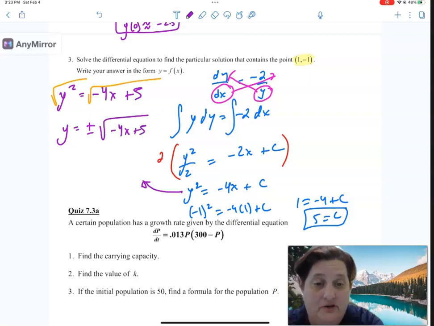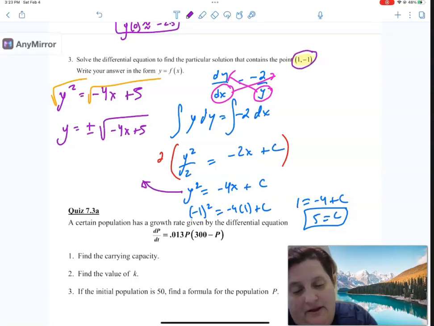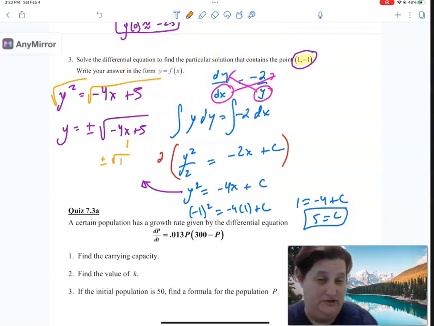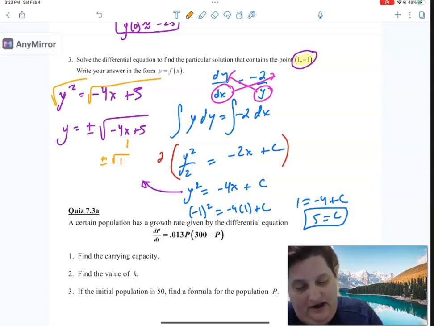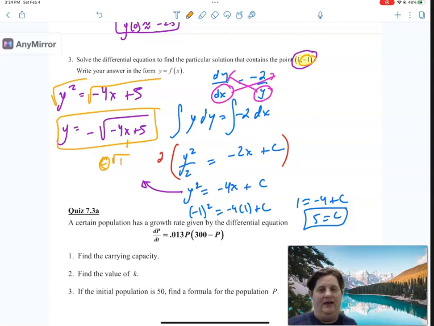Now, we have to use this point one more time to decide if it's plus or minus. When I plug in a 1 for x, I get the square root of 1, and I want it to equal -1. So, you guys, do I use the positive or negative? I have to use the negative because the y is negative. So I come up here, I pick the negative, that's my answer. All right, so that is how that works.